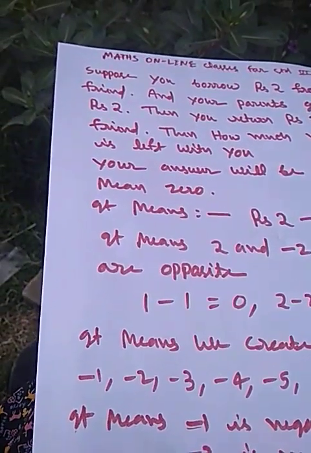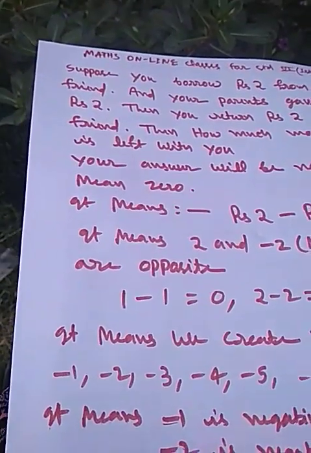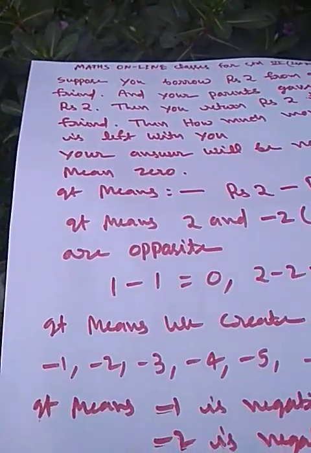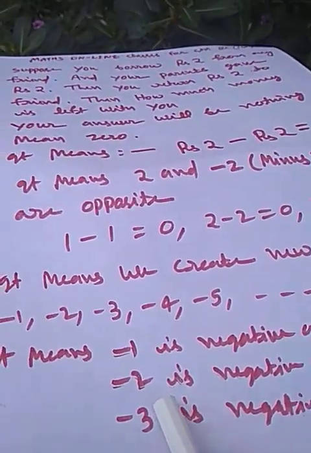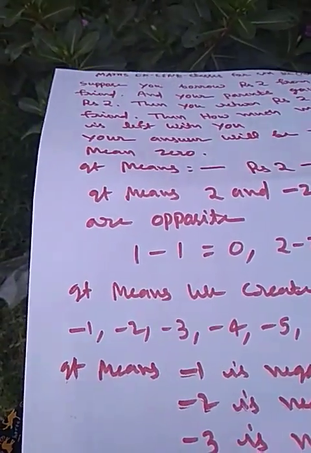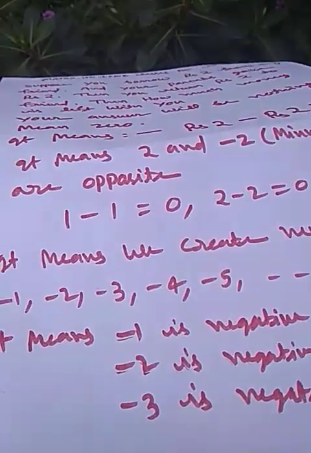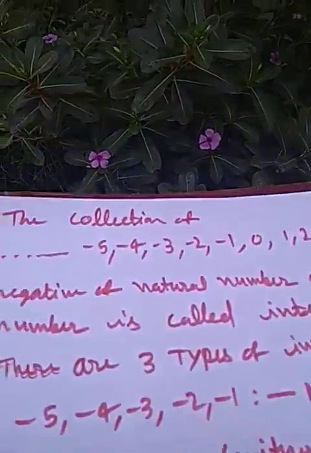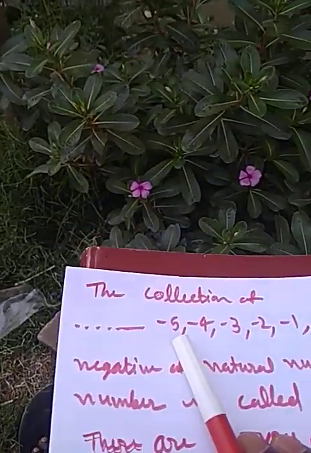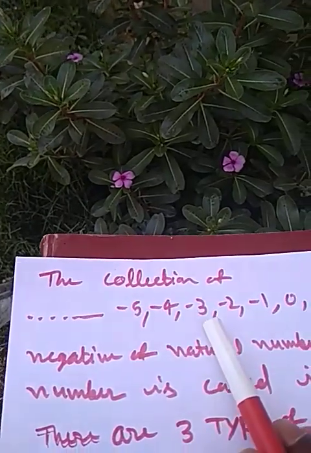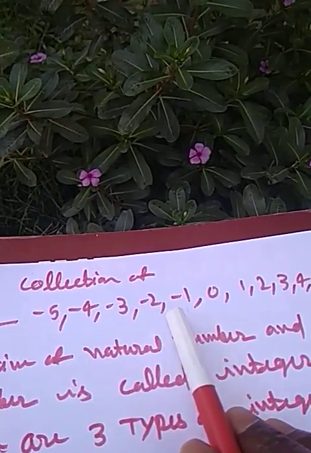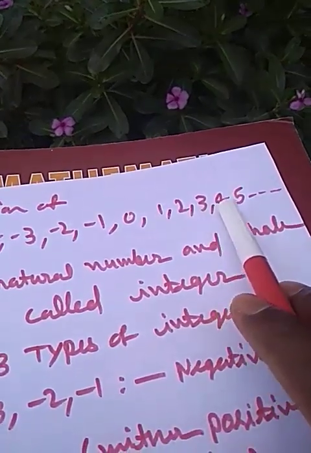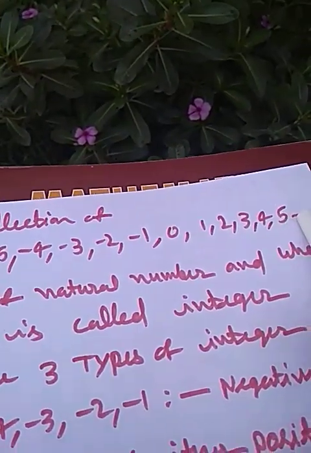Then we shall consider it: minus 1 is the negative of 1, minus 2 is the negative of 2, and minus 3 is the negative of 3. Now the collection of minus 5, minus 4, minus 3, minus 2, minus 1, 0, 1, 2, 3, 4, 5, and continue.